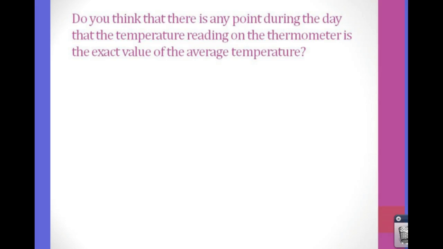Do you think that there's any point during the day that the temperature reading on the thermometer will be the exact same value of the average temperature? Okay, yes, that is true. So this is where those theorems that we've talked about are coming back into play. If the temperature for the day is calculated to be an average of 42.1 degrees, at some point during the course of the day, the temperature was most certainly 42.1 degrees, because temperature cannot spike from one to the other. You have to go slowly over time or quickly over time, but it never skips a degree.